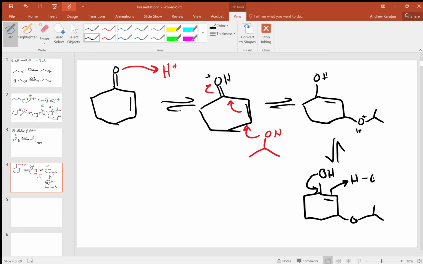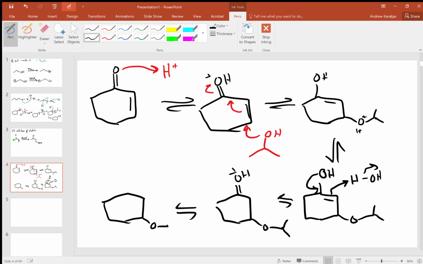We pick up a proton from water. And finally, we lose a proton to form the product.